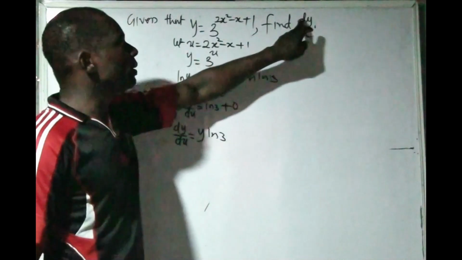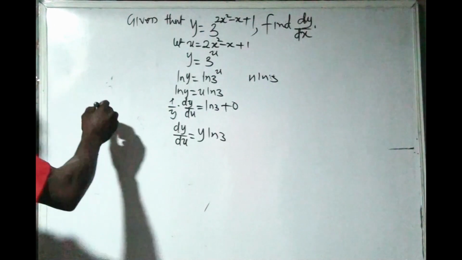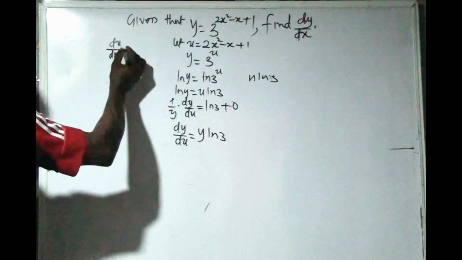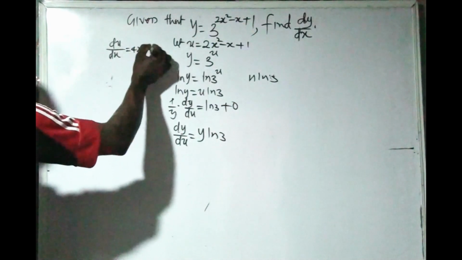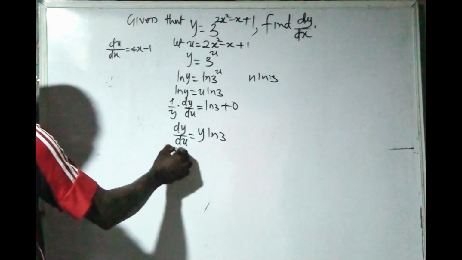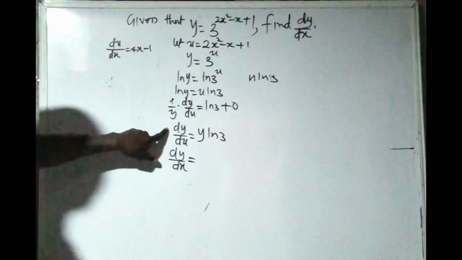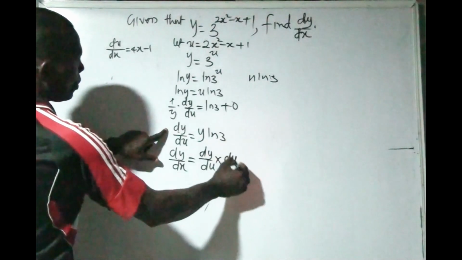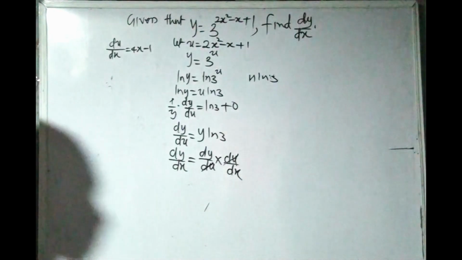But what we're looking for is dy/dx. If we're looking for dy/dx, that means we can also get du with respect to x. We differentiate this function with respect to x. This becomes 4x minus 1. Since we are looking for dy/dx, if we find the product of dy/du times du/dx, we can easily get dy/dx. That is the chain rule here.